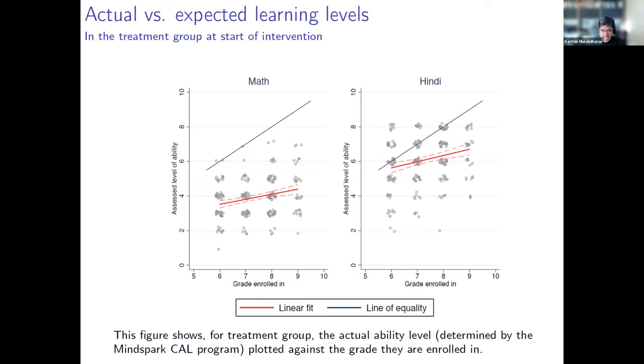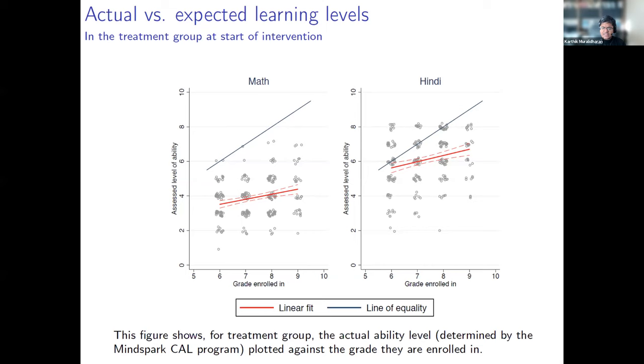So in grade six, you're already two and a half grade levels behind. By the time you get to grade nine, you're almost 4.5 grade levels behind, okay? And then that's kind of why, right? You get this huge dropout that also happens in the transition to secondary school, okay?